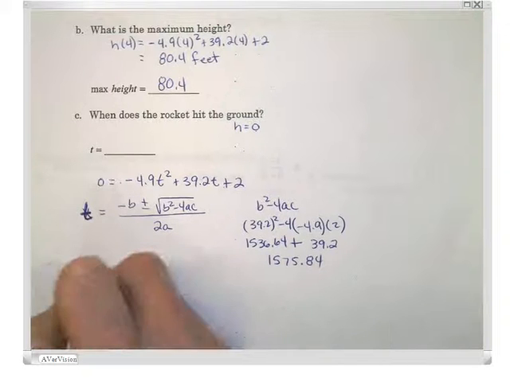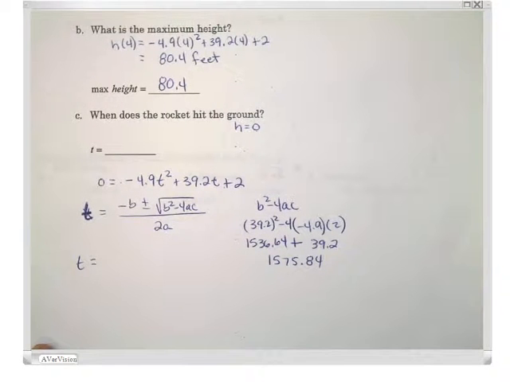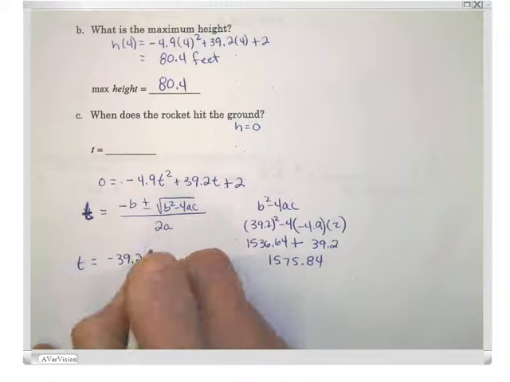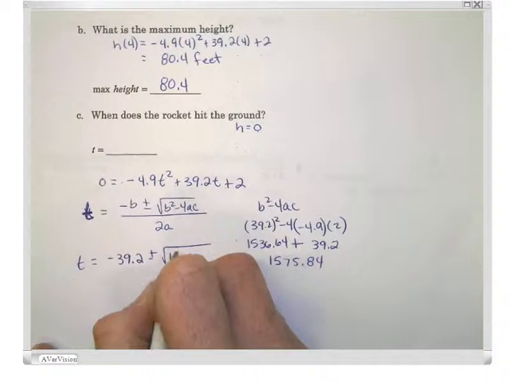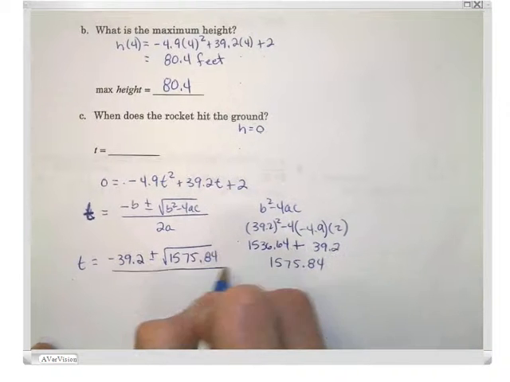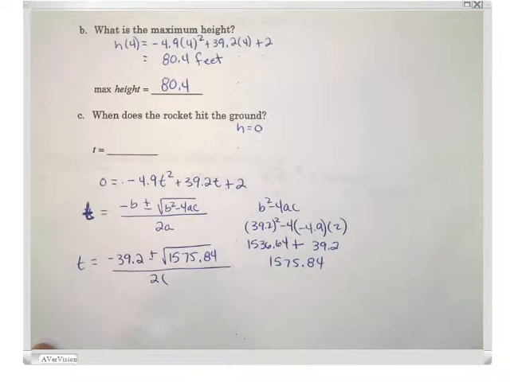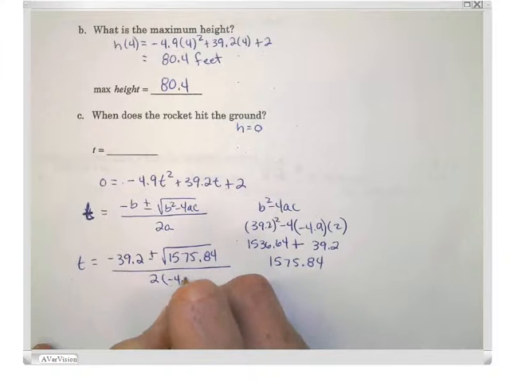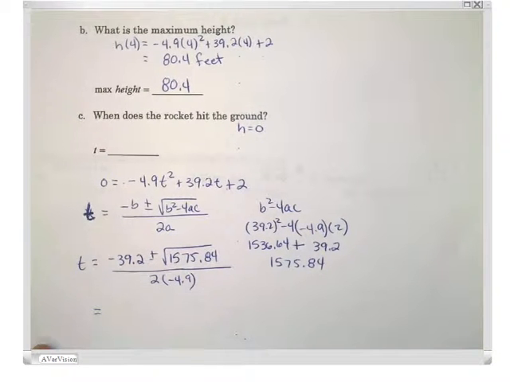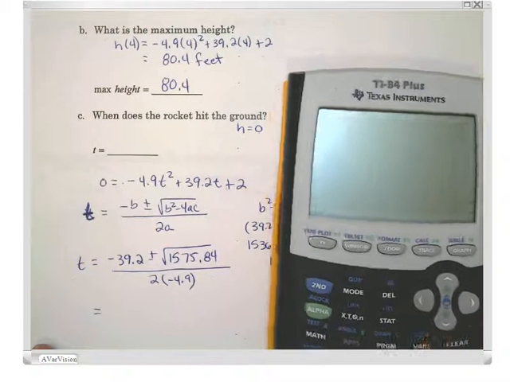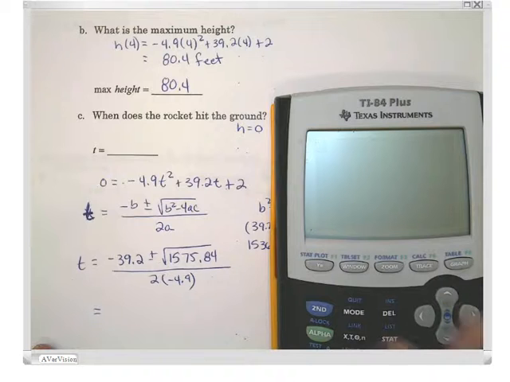So we can substitute that into our quadratic formula. Opposite of b is negative 39.2 plus or minus the square root of 1,575.84 divided by 2 times a, which is negative 4.9. And then we can just put that in the calculator. And I'm going to show you the calculator because you could possibly make a mistake on the calculation here.